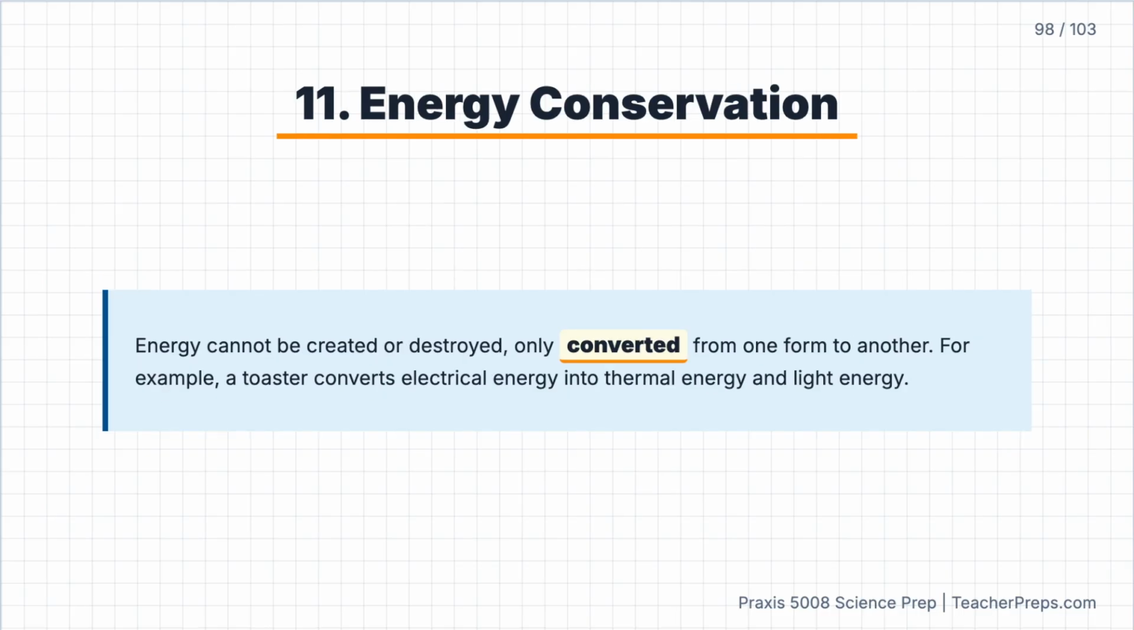Moving on, let's talk about energy conservation. Just like mass, energy is conserved. The total amount of energy in a closed system always stays the same. It just changes from one type to another.